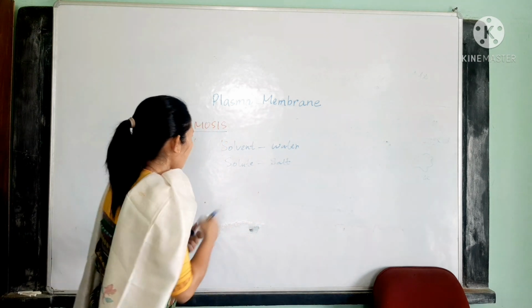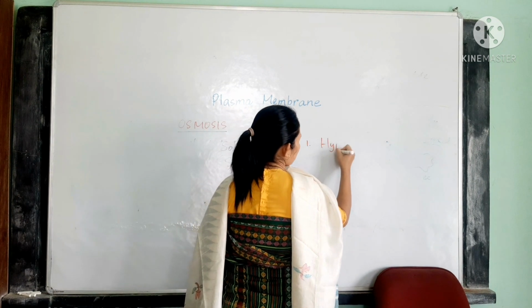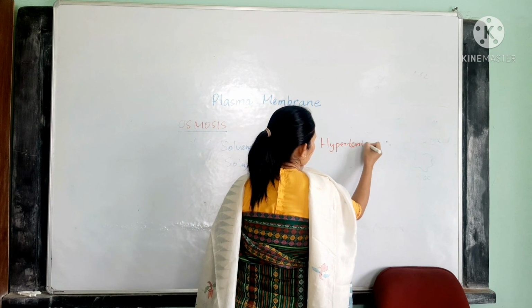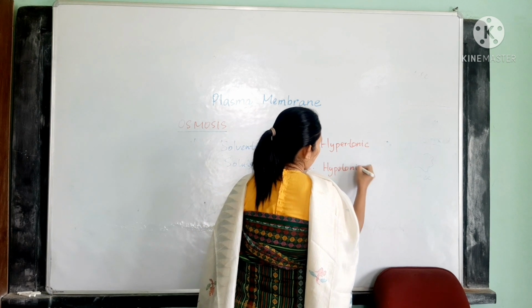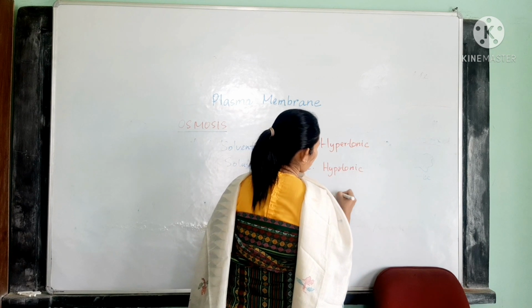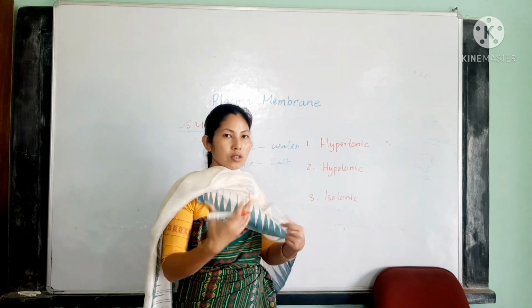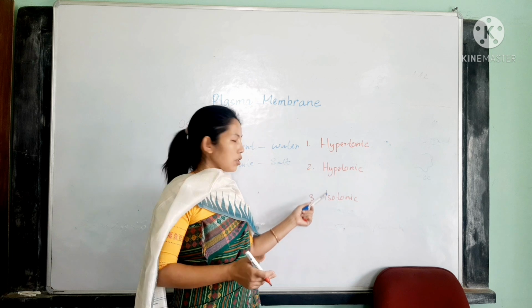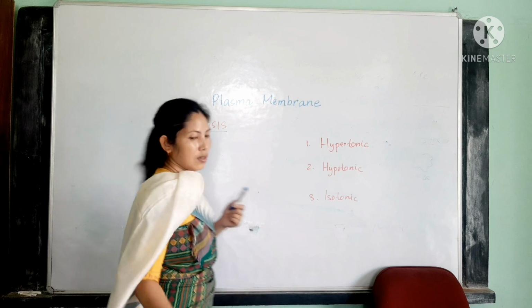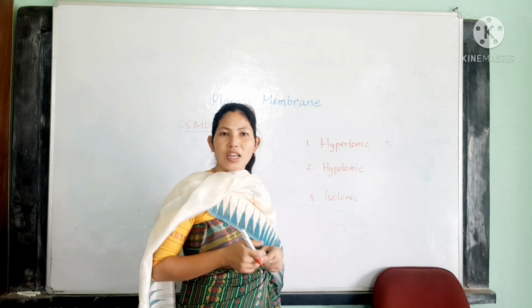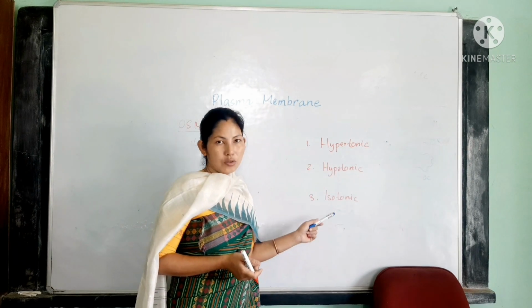Number one, hypertonic solution. Secondly, hypotonic solution, and third, isotonic solution. So based on the amount of the solvent, it can be either a hypertonic, hypotonic, or isotonic solution, right?